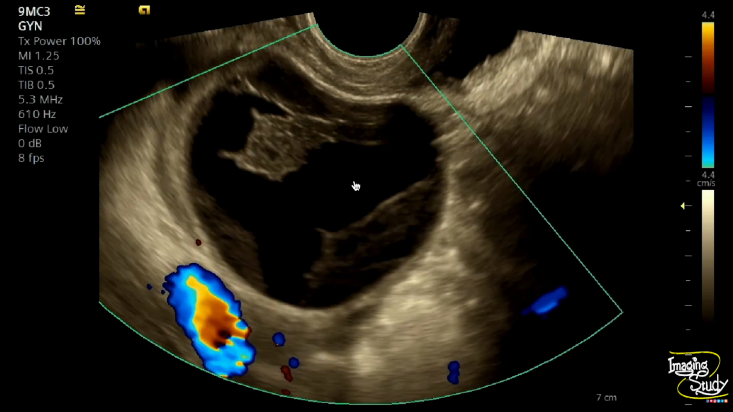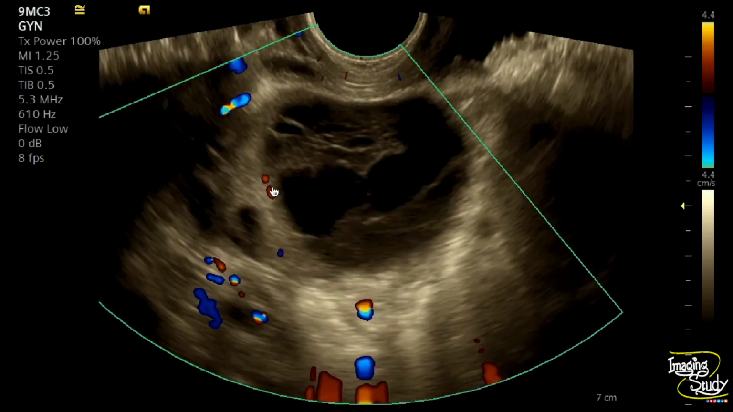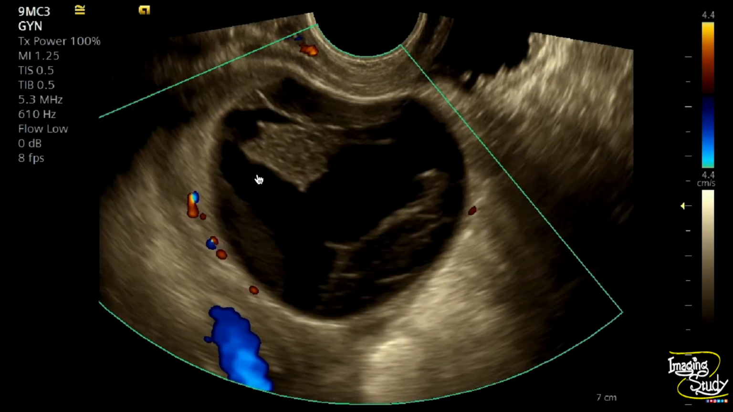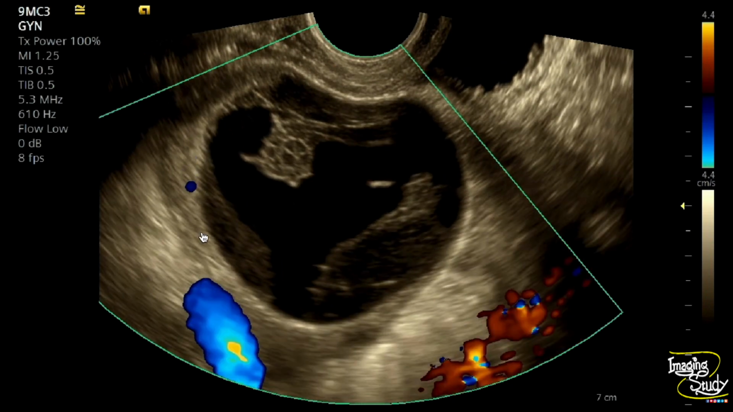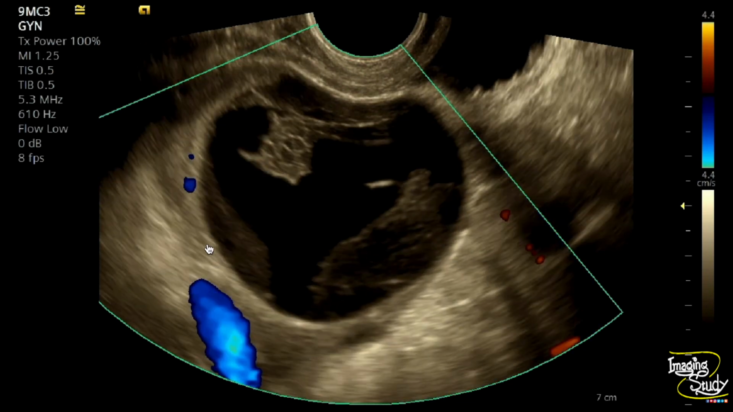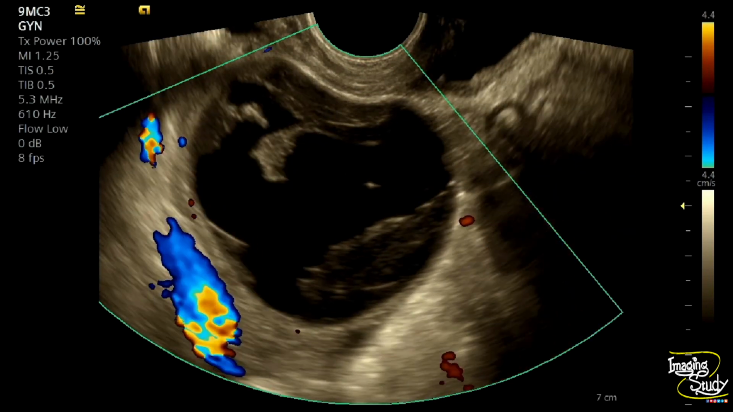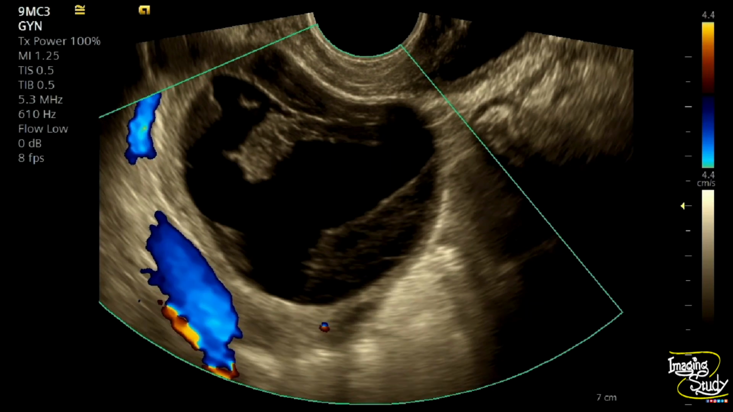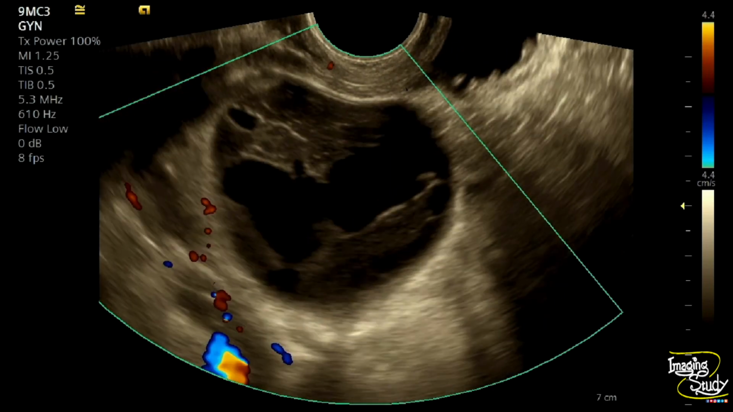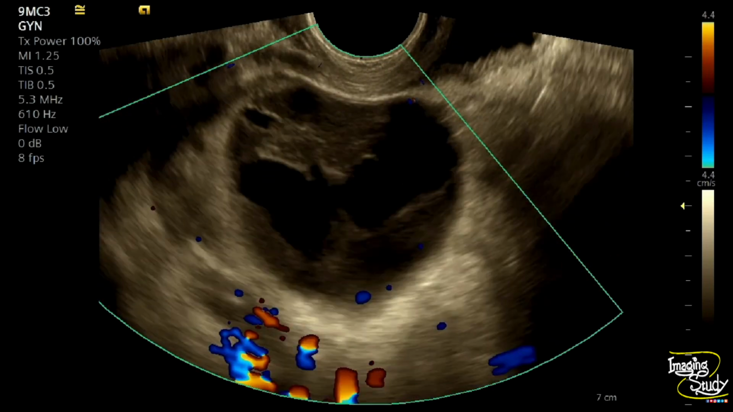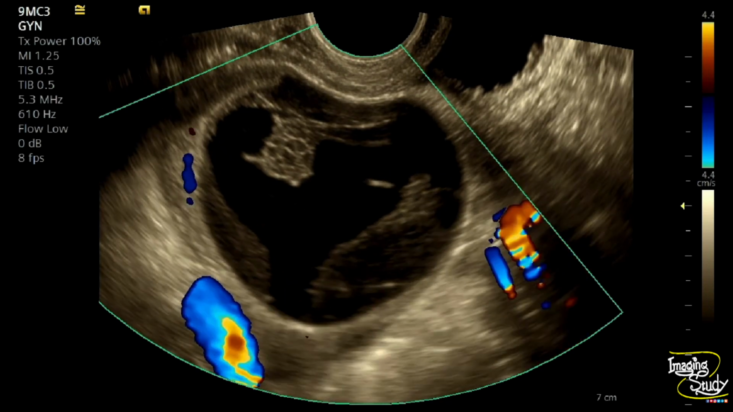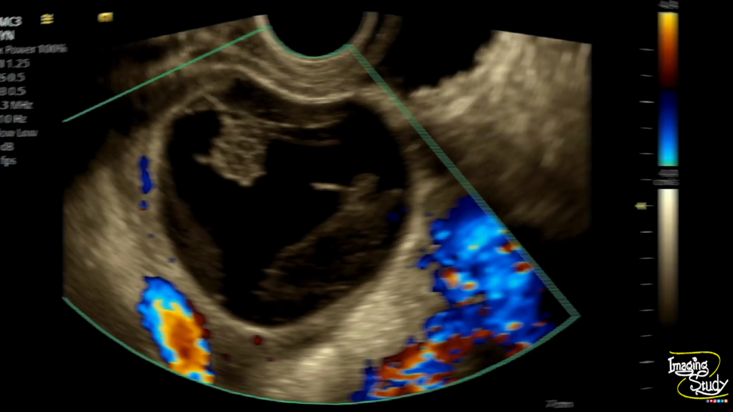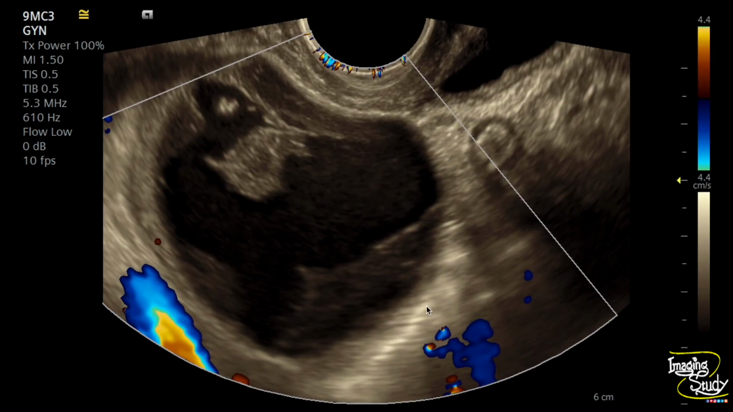Here on color Doppler you can see there is no internal vascularity. This solid-like area is devoid of vascularity indicating clot and blood products. You can see normal flow peripheral to the cystic lesion. This normal flow is the flow of normal ovarian parenchyma. So these features conclude it as a case of intraovarian hemorrhagic cyst. Here's the color Doppler picture and you can see there is no internal vascularity.